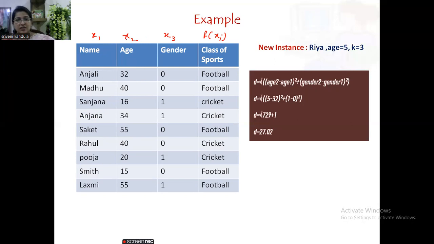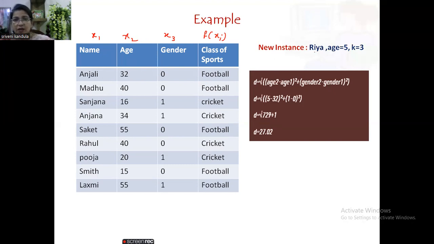Since x2 and x3 are the determining factors, based on the age and gender, the taste of a person, or the game that he is interested in, is decided. So we are considering only these 2 attributes. You should be clear with this. Now this is our target instance, right?